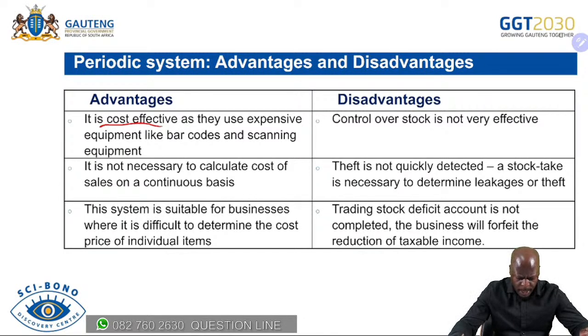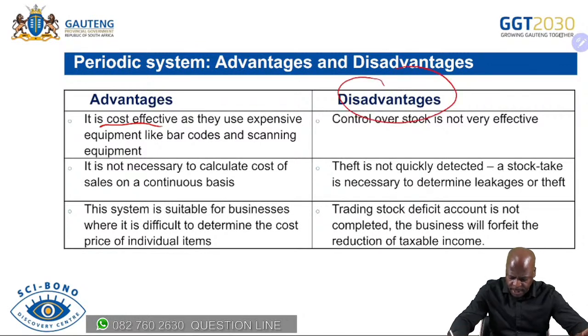And then, still continuing on my periodic inventory system, you would find that the other advantage is that the system is suitable for businesses where it is difficult to determine the cost price for individual items. And then let me quickly go on to my disadvantages. I want to talk about my disadvantages.